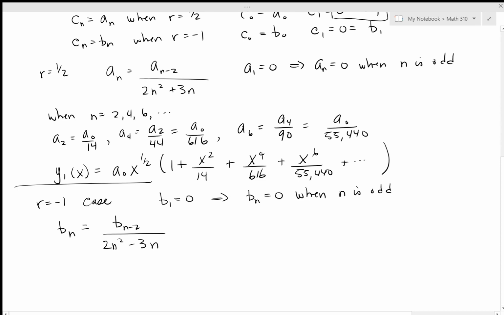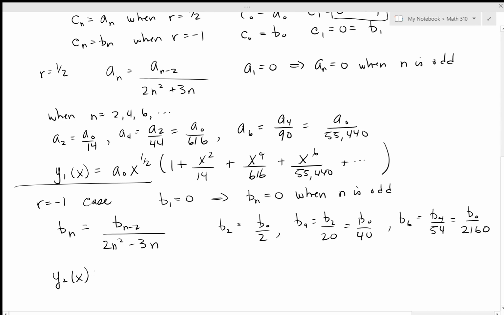Okay. Just like I did above, now I can calculate what B2 is. B2 will be B0 over 2. B4 is B2 over 20, which is B0 over 40. And then I can figure out B6, and I can figure out as many of these as I wish. B6 is B4 over 54, and that is B0 over 2,160.